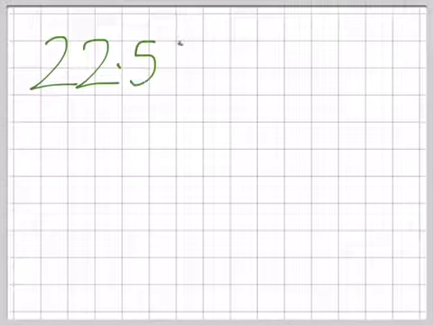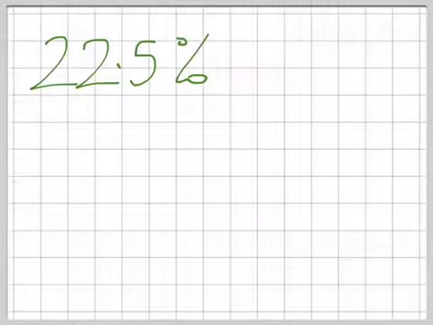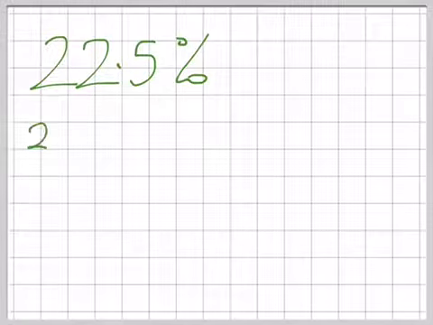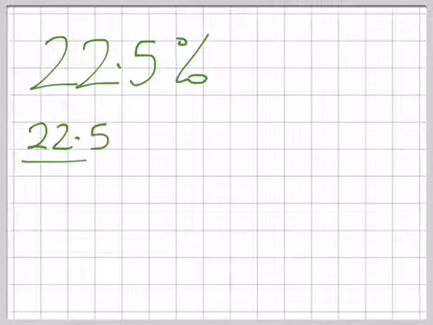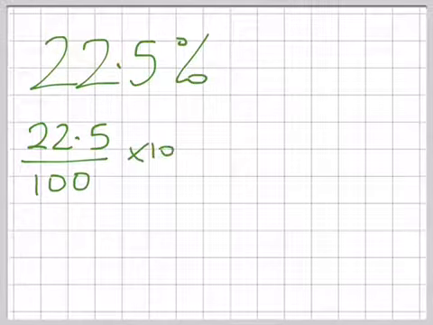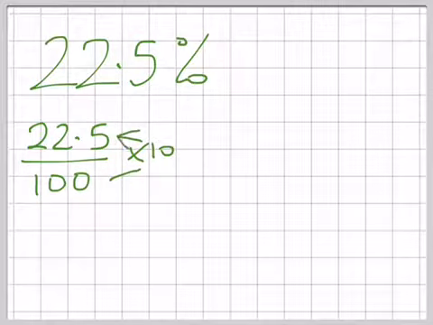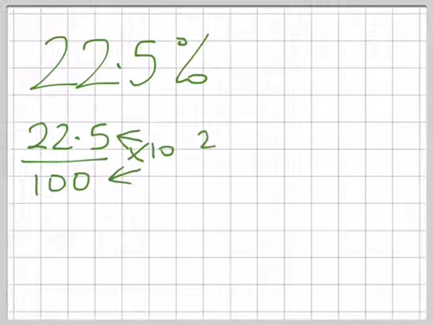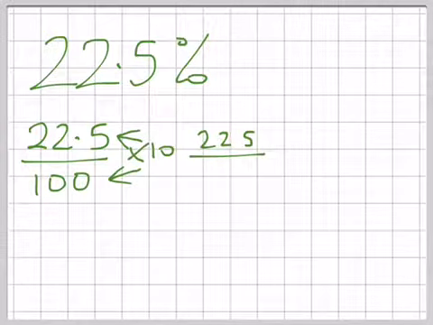Let's try one more. Let's try 22.5%. May need a couple of pages on this one again. So first of all, put your 22.5 over 100 because that's what percent means. Then times the top and the bottom by 10. And you will get 225 over 1,000.